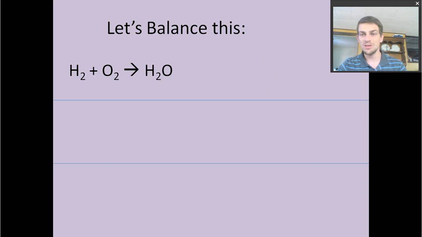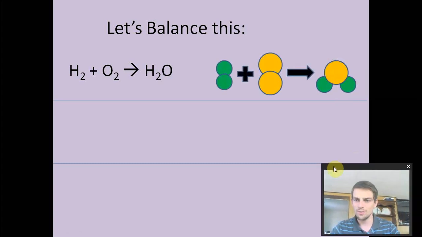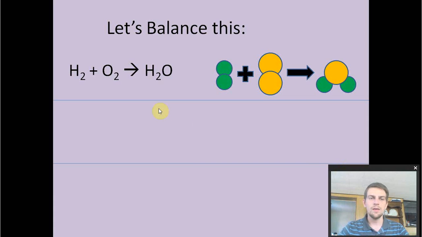So I'm going to also represent this with the nice little ovals. Let me get my video out of here for a little bit. So we have here an equation, H2 plus O2 is giving you H2O. And so we have our H's represented with little green circles, and our O's represented with yellow circles, and you might notice that this equation is not balanced.